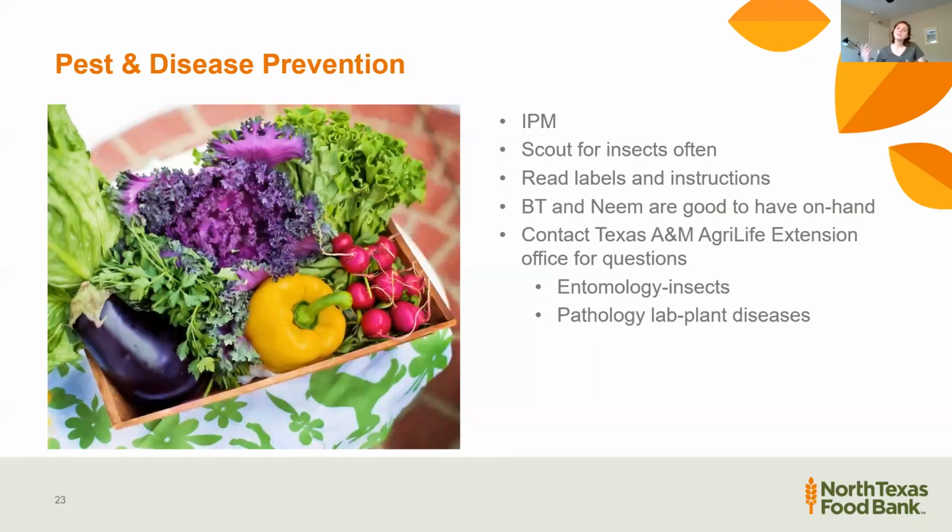So overall, to wrap this up, pest and disease prevention is really important. It all kind of goes hand in hand. We're talking about using integrated pest management, those mechanical, biological, and cultural control practices in your garden. We're talking about scouting for insects pretty often. Again, I can't reiterate enough, I think that's so important to catch things early before it really wreaks havoc on your whole garden. Of course, read labels and instructions.